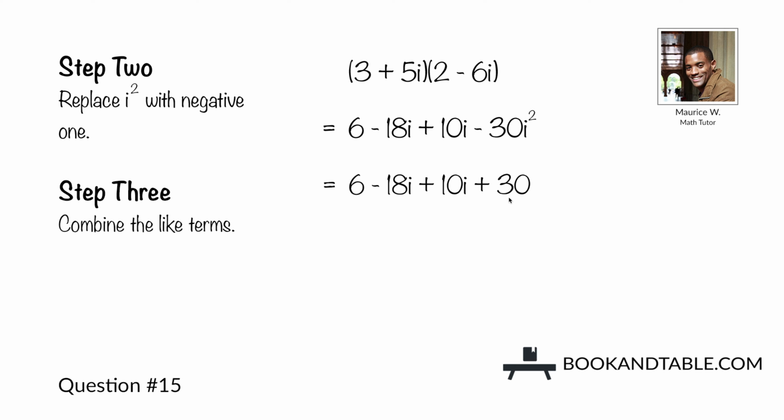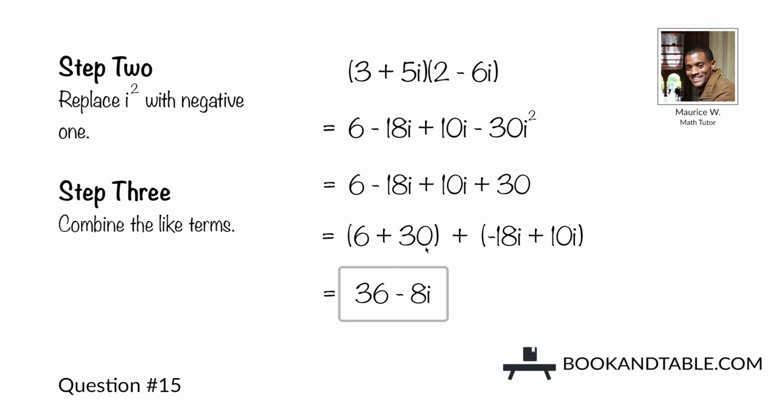And now we can combine our like terms. So for our real numbers, we have 6 and 30. And for our imaginary numbers, we have negative 18i and 10i. 6 plus 30 is equal to 36. Plus negative 18i plus 10i is negative 8i. So the product of 3 plus 5i times 2 minus 6i is equal to 36 minus 8i. So that is the answer for question number 15.